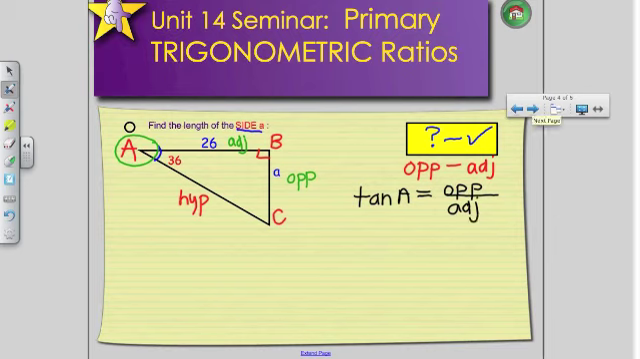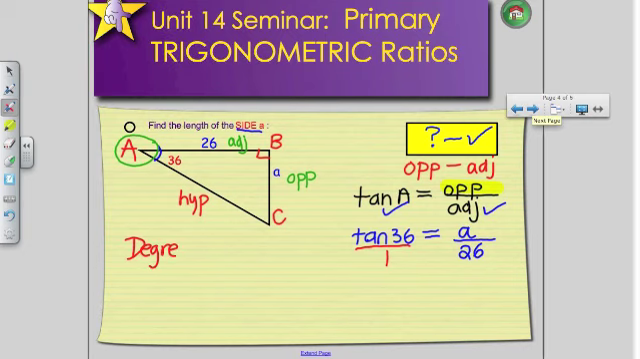Just to double check this is the right formula, I know that my opposite is the side I'm looking for. I know the value of my adjacent. Do I know the value of angle A? Yes, I know the value of that. So I'm going to plug in all the information. Tan 36 is equal to opposite over adjacent, A over 26. Remember, the tan 36 is like a whole number, so you're going to put it on top of an imaginary 1. Do not change anything into decimal. We just have to make sure that your calculator is in the degree mode.